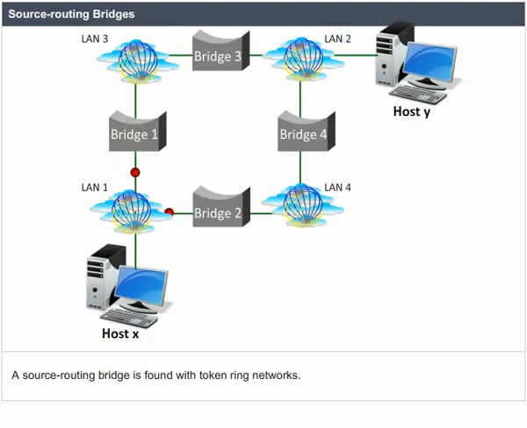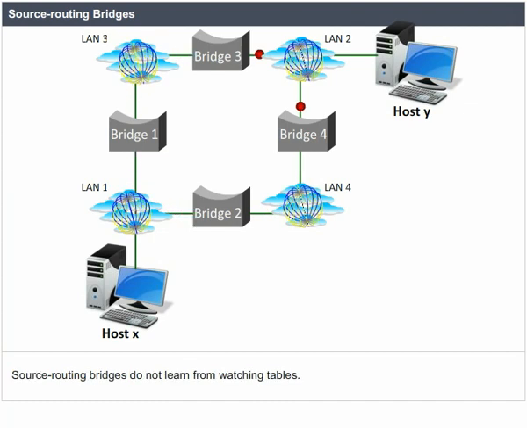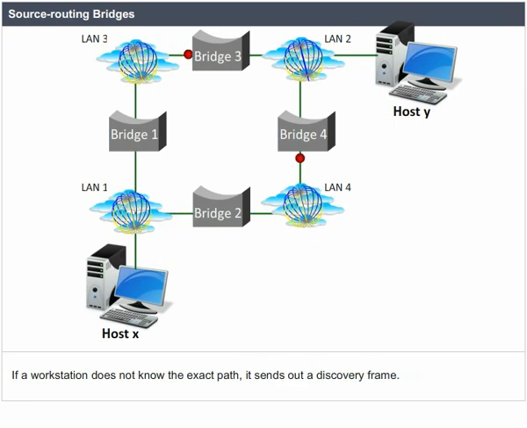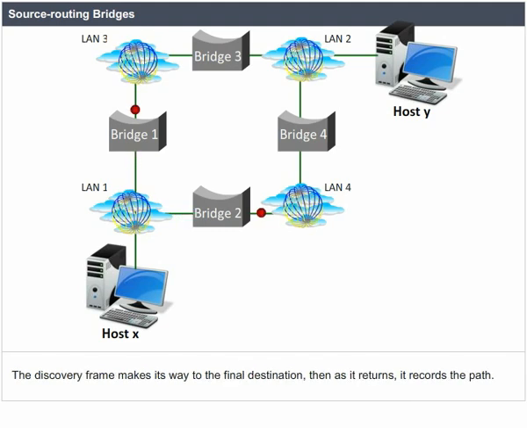Source routing bridges. A source routing bridge is found with token ring networks. Source routing bridges do not learn from watching traffic. When a workstation wants to send a frame, it must know the exact path of network and bridge. If a workstation does not know the exact path, it sends out a discovery frame. The discovery frame makes its way to the final destination. Then, as it returns, it records the path.